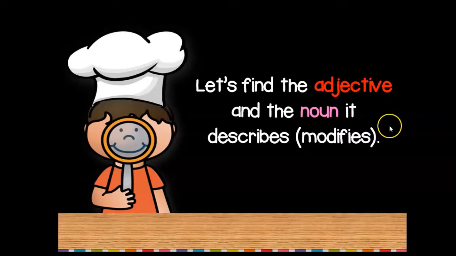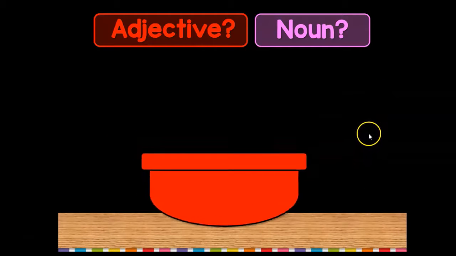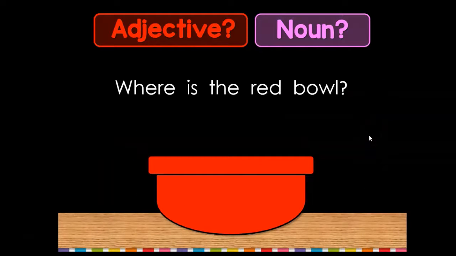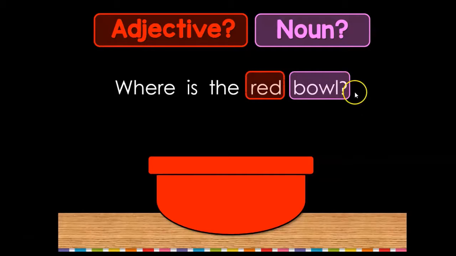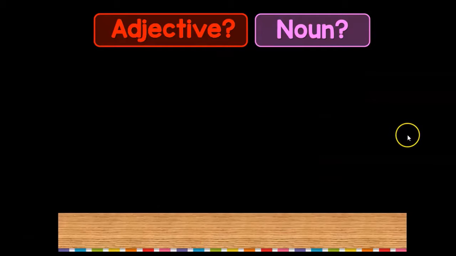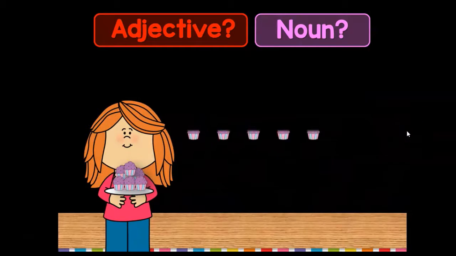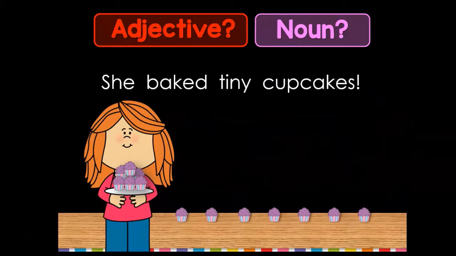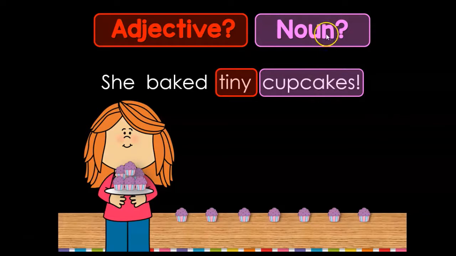All right, so let's find the adjective and the noun that it describes, modifies. Where is the red bowl? All right. So our bowl is the noun, and red is the adjective that describes bowl. All right. She baked tiny cupcakes. Take a minute, see if you can find the adjective and the noun. Cupcakes is our noun, and tiny is our adjective that describes cupcakes.